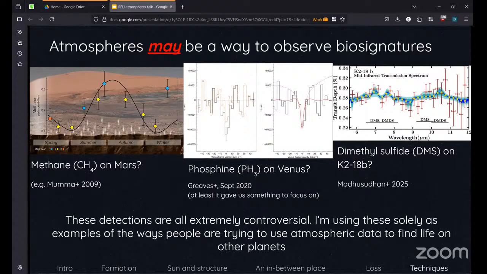But as far as I can tell, folks who have reanalyzed this data set, looking at this absorption line of phosphine, have said, the signal is really low. We don't really believe it. So this is kind of an ongoing argument in the community as well.